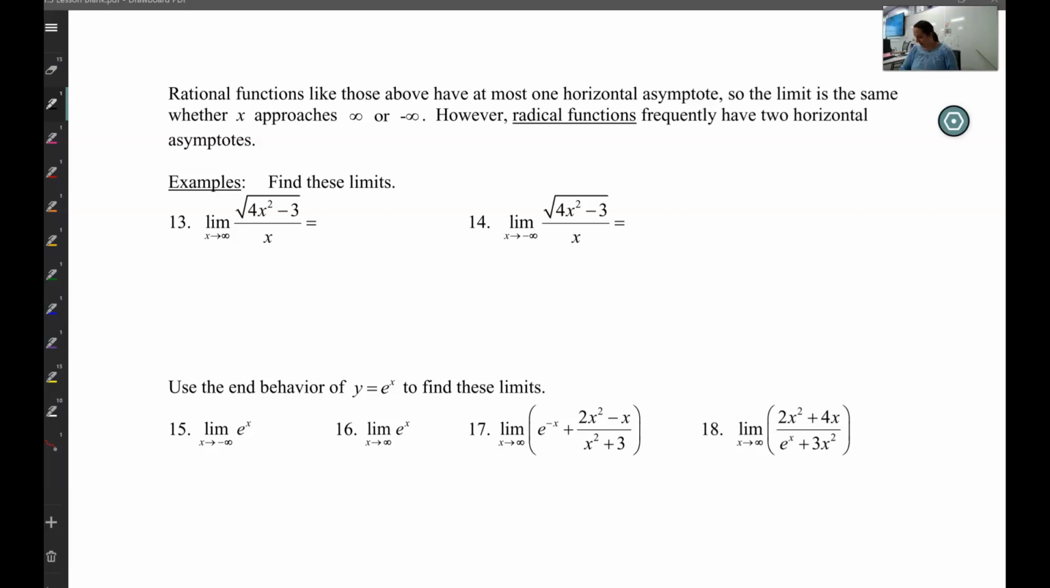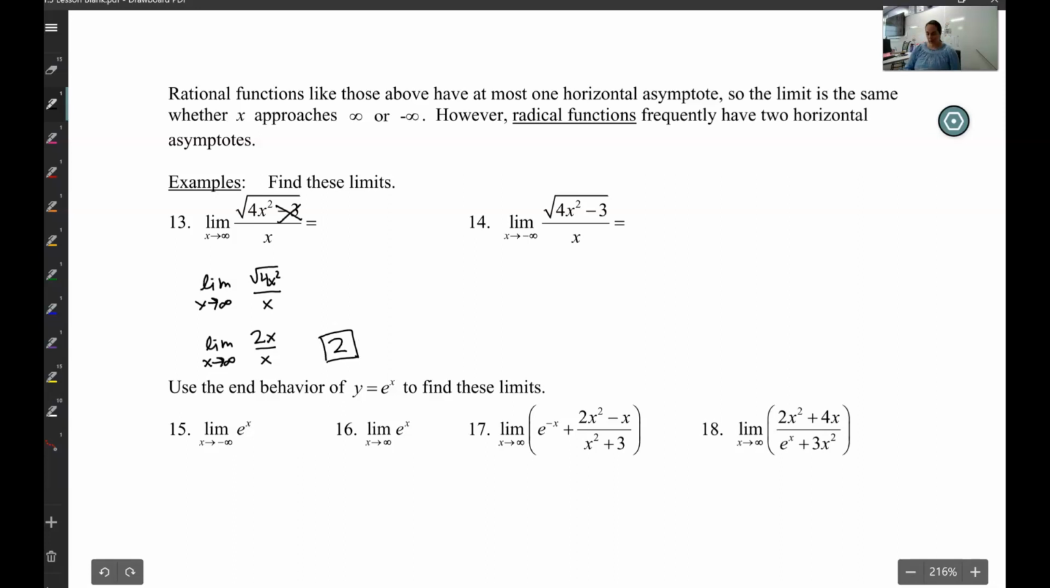So we have the limit as x goes to positive infinity. Once again, I'm going to ignore my small terms and only look at my big terms. So limit as x goes to positive infinity of square root of 4x squared over x. If I simplify that, I'm going to get 2x over x, or 2. Now, however, that was for positive infinity.